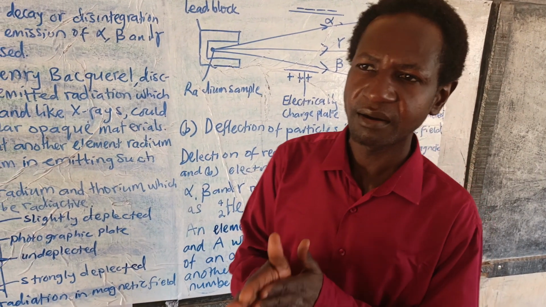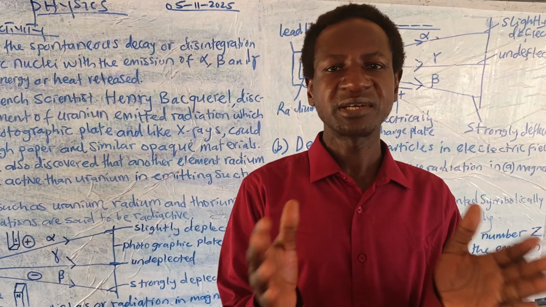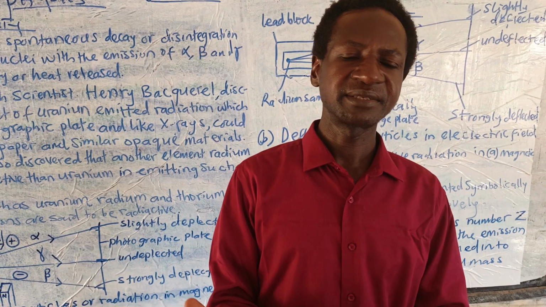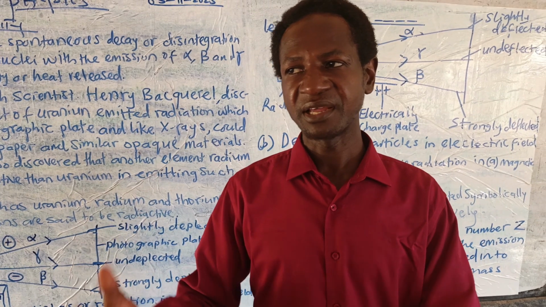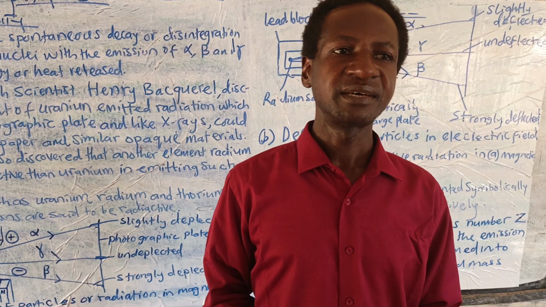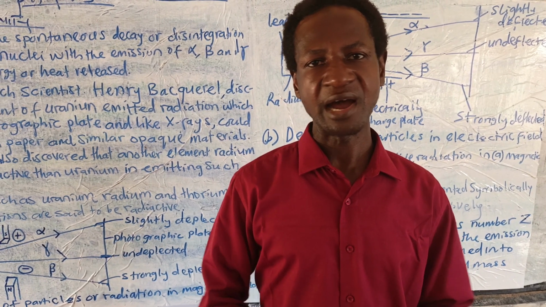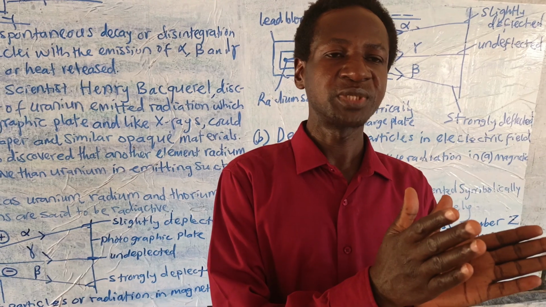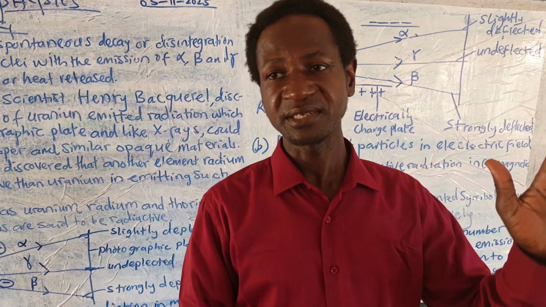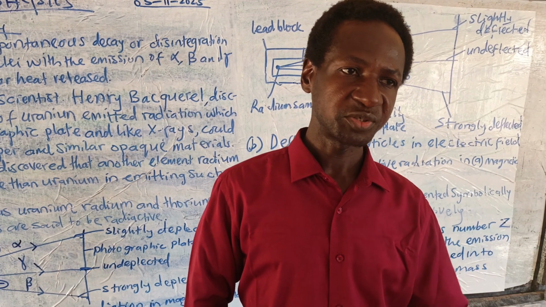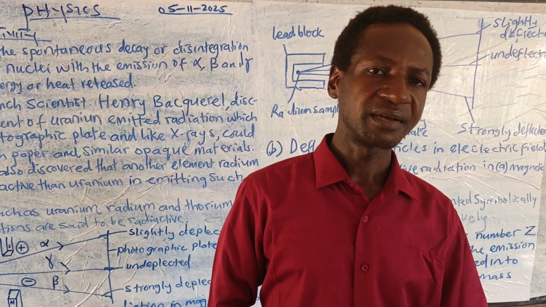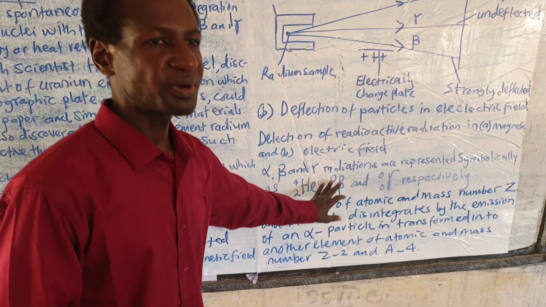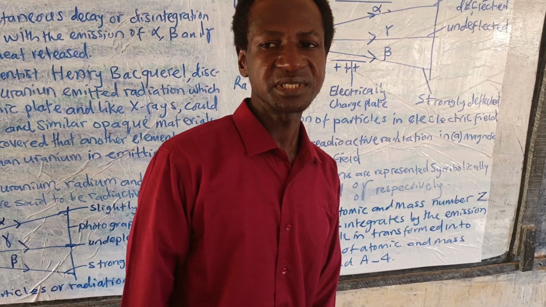So this is what radioactivity means, the experiments conducted in radioactivity using magnetic and electric fields, and how alpha, beta, and gamma are represented symbolically. That is how the particles that are emitted are represented symbolically: alpha as helium with atomic number 2 and mass number 4, beta particles with 0 and minus 1, and gamma with 0, 0, since it is undeflected.